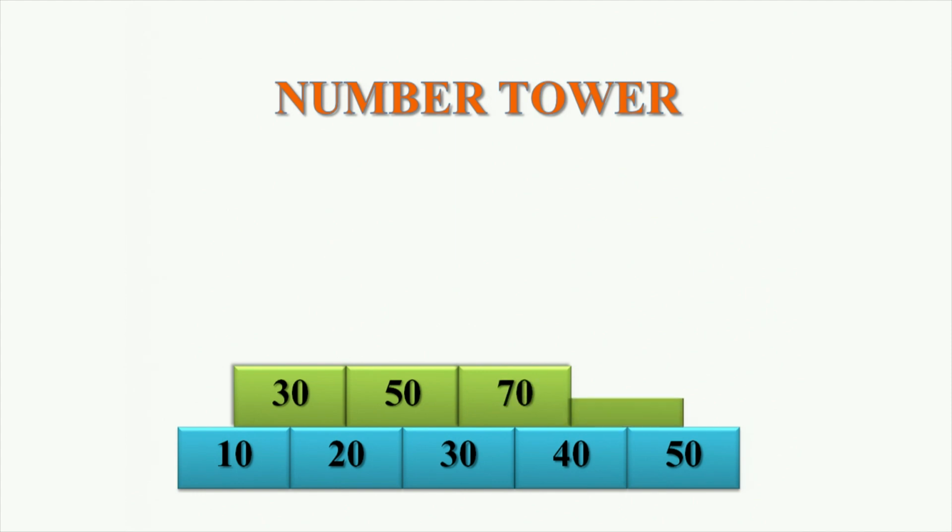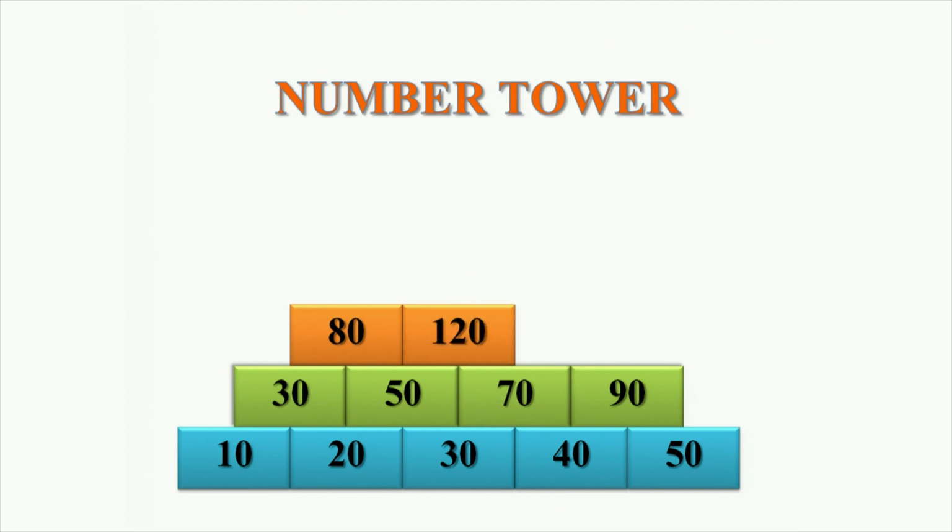Now you have to add up 40 plus 50. What will be the next? That will be your 90. Now the same process you have to do again for 30 plus 50. Again you have to add 30 and 50, that is 80. Then you have to add 50 and 70. What will you get? When you add 50 and 70, 120. Now what you have to do? You have to add 70 plus 90, that will be your 160.